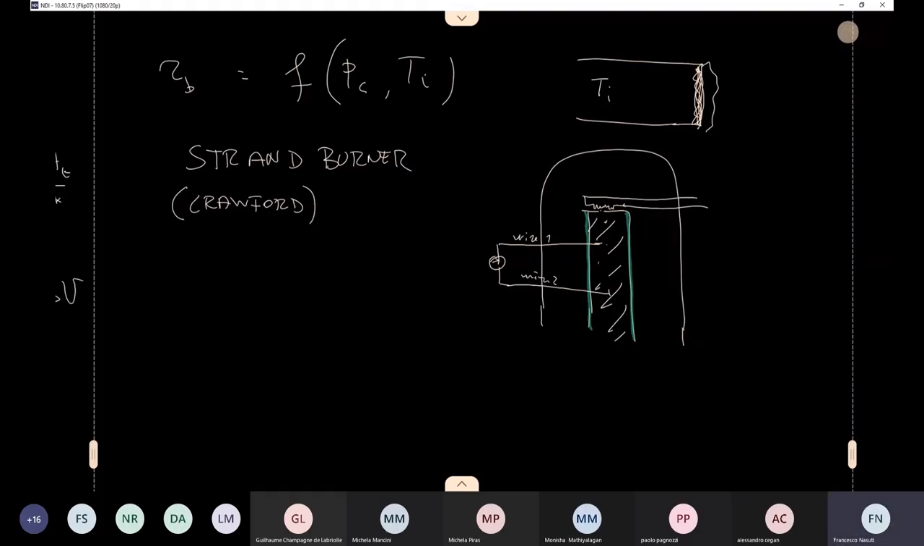And of course, knowing this length, you can evaluate. You measure the time from the burning of the first wire to the burning of the second wire, and you can have the average burning rate needed to pass from here to here.